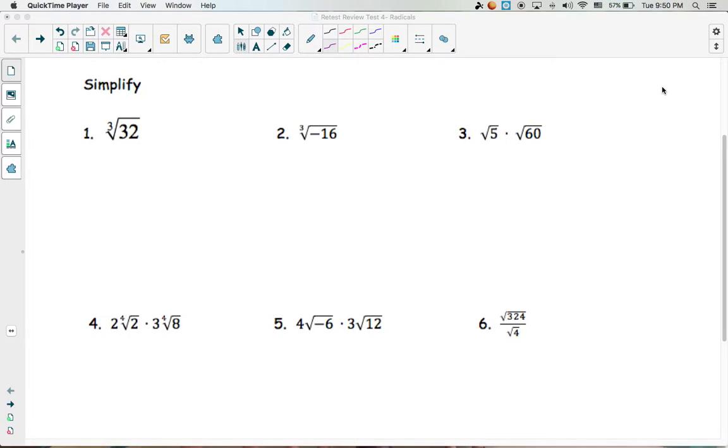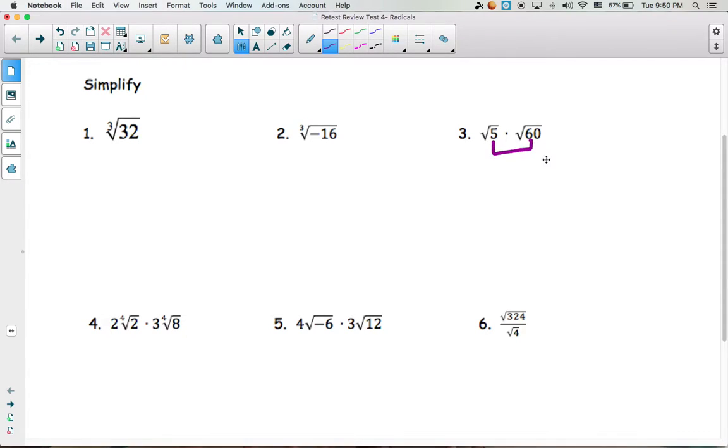Retest review test 4, radicals, columns 3 and 4. For question number 3, we're going to take the square root of 5 and multiply it times the square root of 60. You can multiply any values that are underneath a radical. So 5 times 60 gives you 300.